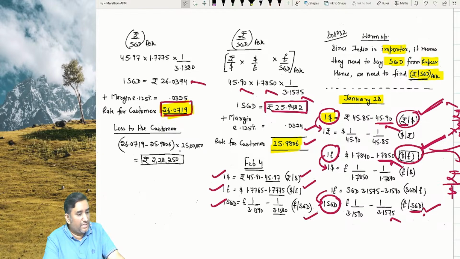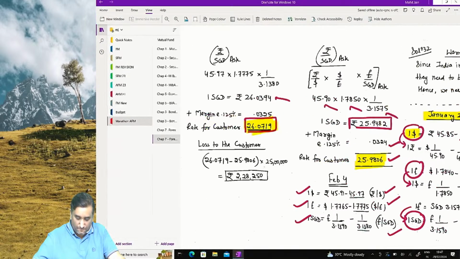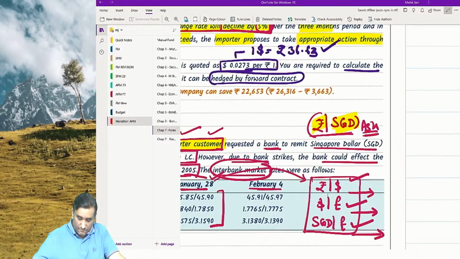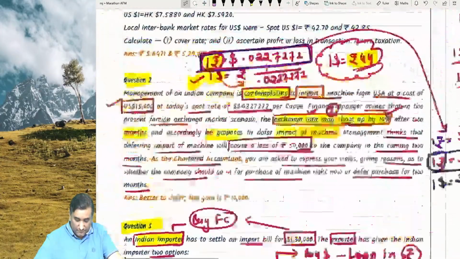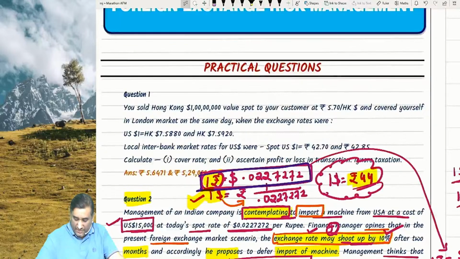Once you've done this, then let's read question number 1. Question has come 6-7 times in the exam.